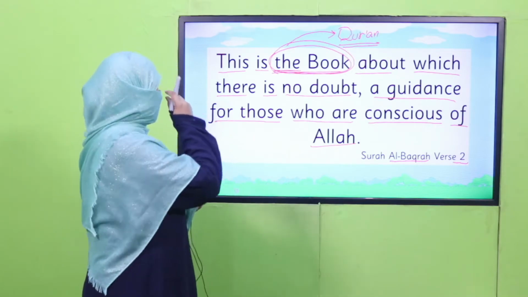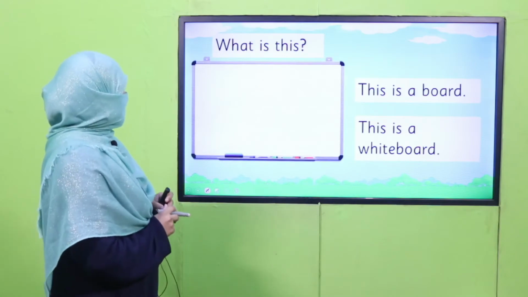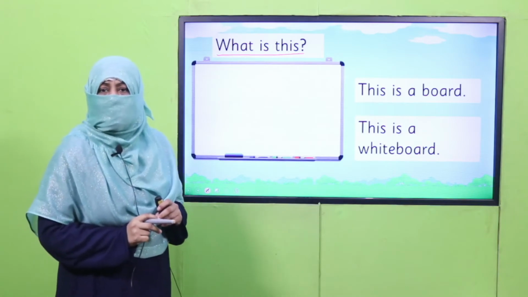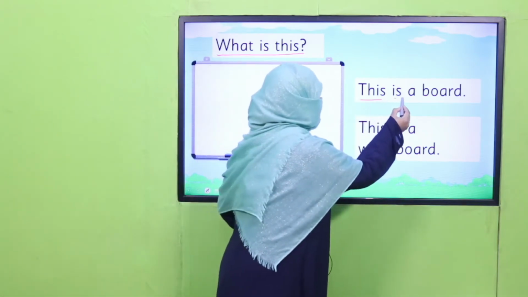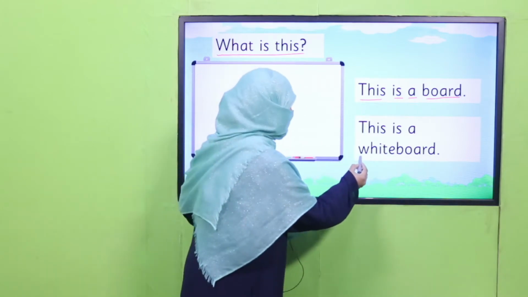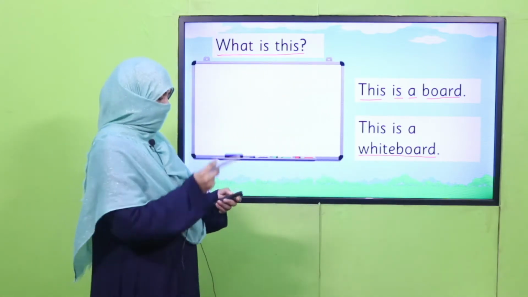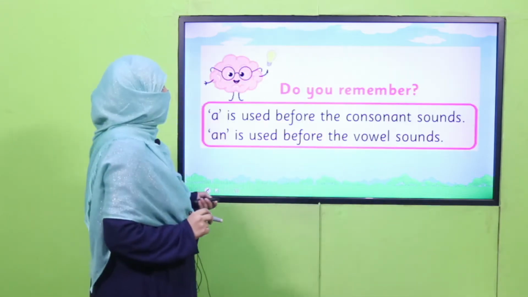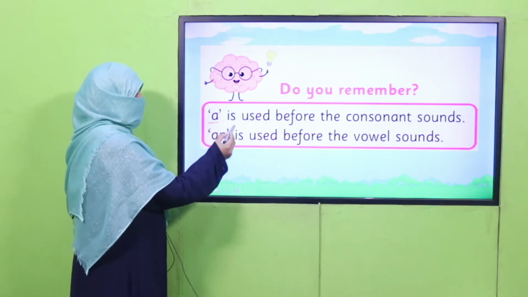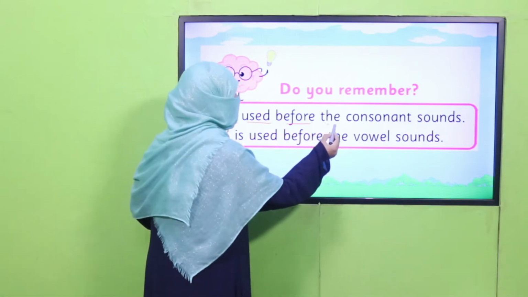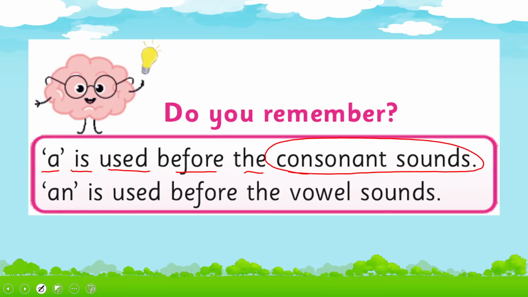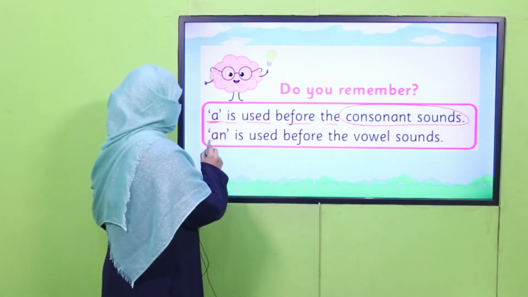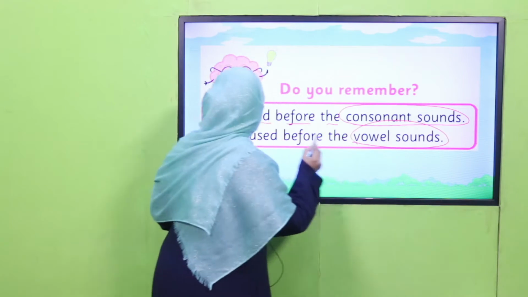Now let's start with the lecture, that is the use of articles, and I'm going to ask you, what is this? If I ask you, what is this? What will you say? This is a board. Or you will say, this is a whiteboard. So here, we have used an article. And why do we use a? Because a is used before consonant sounds. If a word starts with a consonant sound, we use a, and for a vowel sound, we use an.